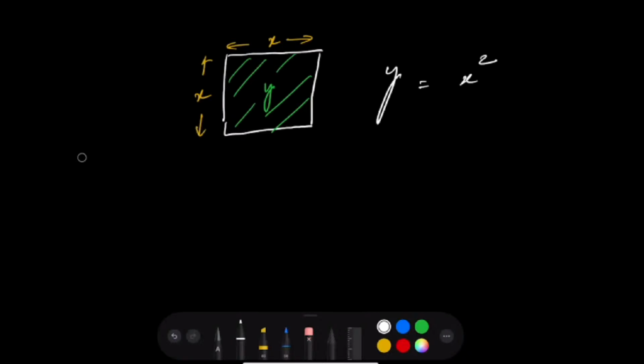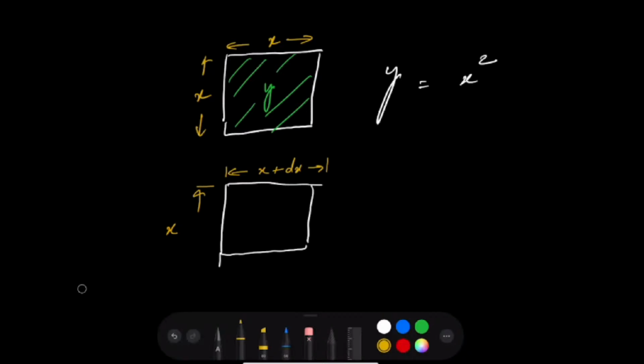Clear? Now if I increase the value of x by a small amount, the area will also increase. So I increase the value of x. Both the sides will increase, because the side of the square is now x plus dx. So this is x plus dx. This is also x plus dx. So there will be an increment in the value of x. The side will increase a little bit like this, so the square will also become a little bit bigger.